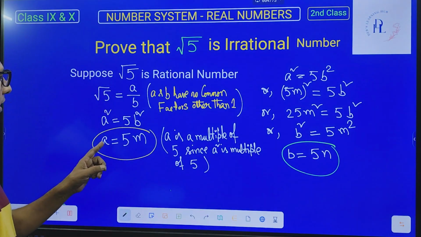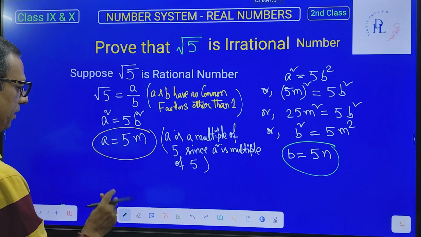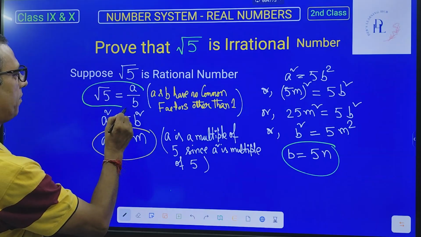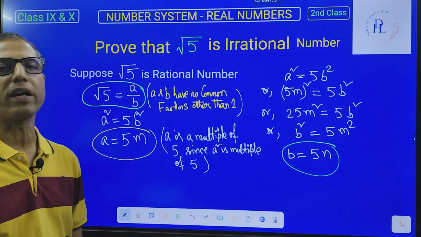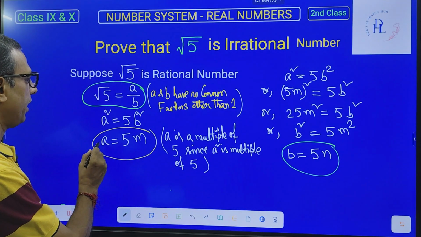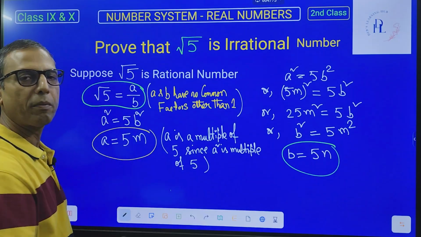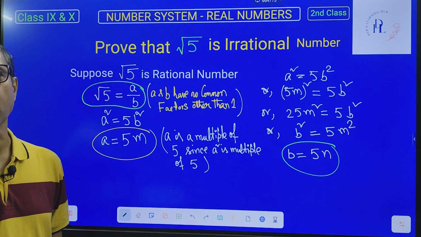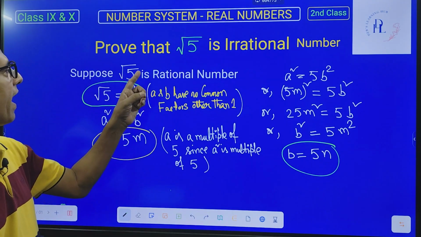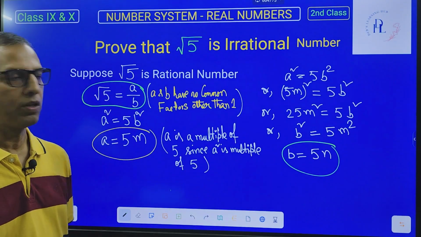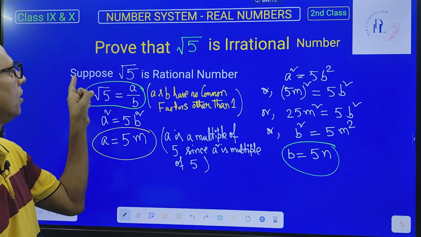So from here what are we seeing? a equals 5m. We have already assumed root 5 equals a by b. We have already assumed that a and b have no common factors other than 1, but here we see a is a multiple of 5 and b is also a multiple of 5. That means a and b both have a common factor 5. So here we are contradicting. That means assuming rational we cannot prove. So we are contradicting this statement. That means root 5 is not rational, what we assumed initially.